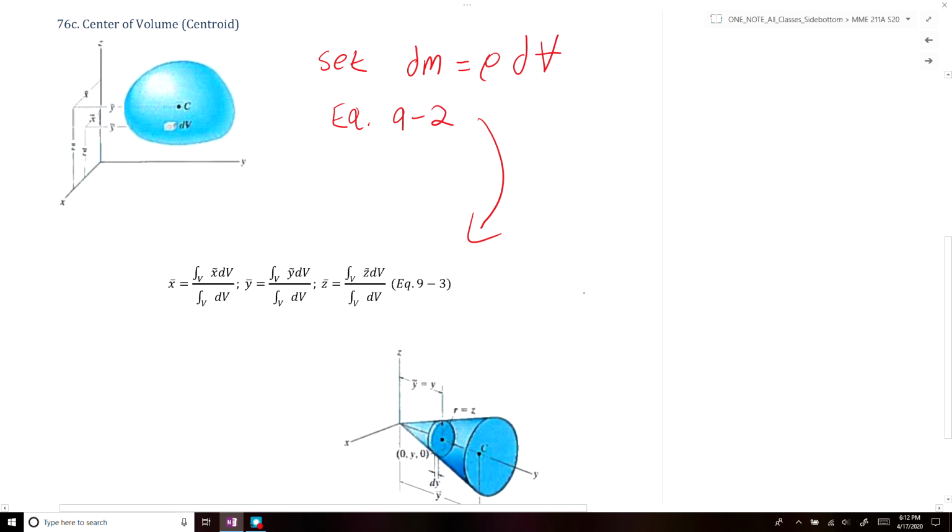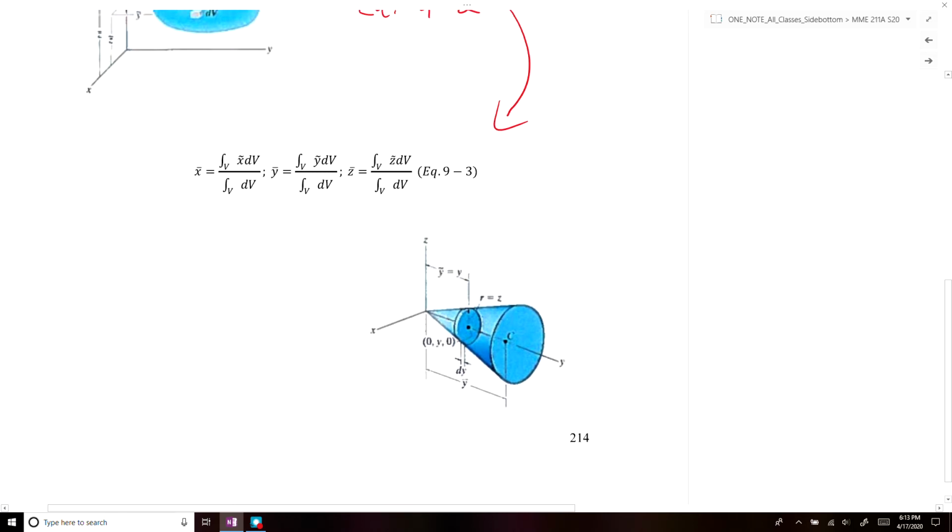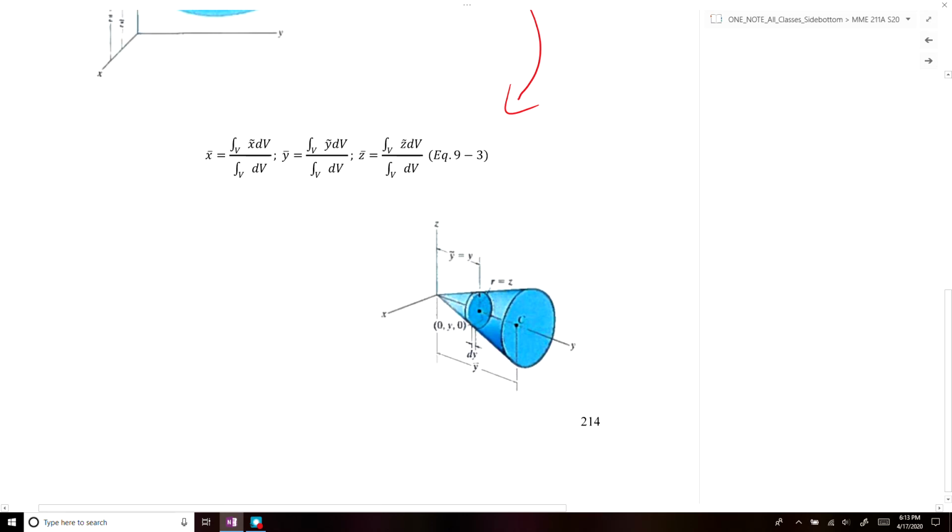The center of volume is typically what you'll be asked to solve for the most during your homework problems and during exams, and it's probably the one that you most apply in practice. The one thing I like to point out is that a lot of times, just by inspection of a rigid body, for in this case we have a cone here whose primary axis goes along the y-axis, you can find the centroid.